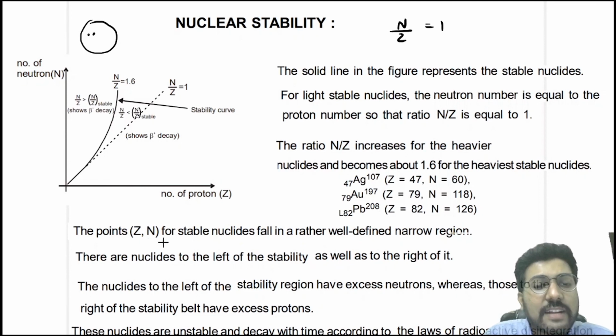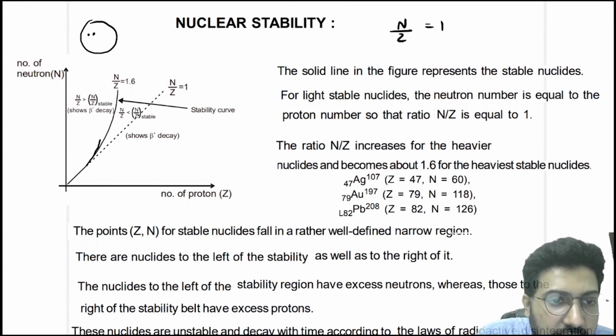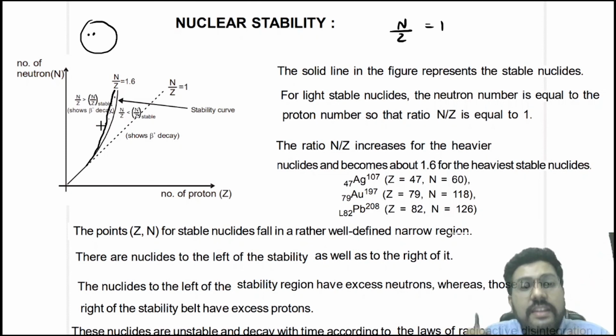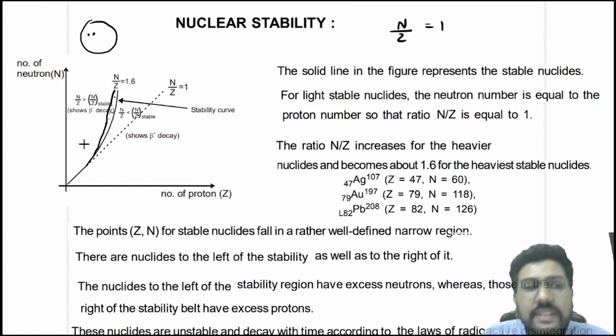The points (Z, N) for stable nuclei fall in a rather well-defined narrow region. So this bold solid line here shows the stability curve. Now this is actually not a line but a region, a narrow region where the nuclei are assumed to be stable. If the nucleus lies inside this stability belt, the nuclear stability belt, then you will say that the nucleus is stable. There will be nuclei to the left of it, and nuclei to the right of it, but these nuclei are unstable, right?